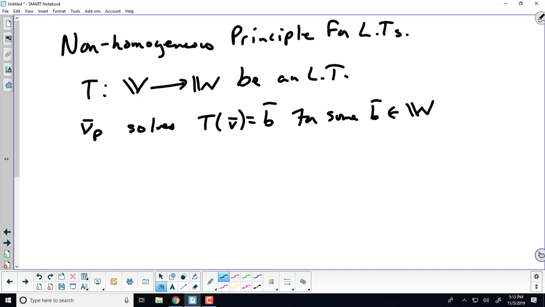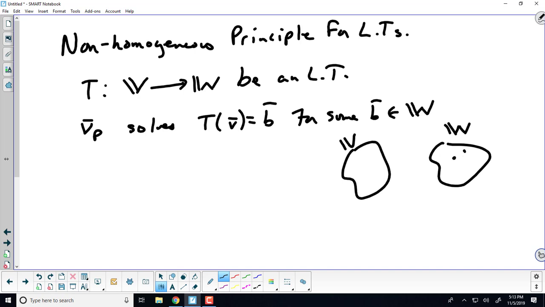So what am I saying? I'm saying pick some, you've got some B existing in W space. So here's the picture. We've got V, we've got W. Okay. You've got some B here. And so we want V of P to get mapped to B. Okay. So suppose V of P solves that.